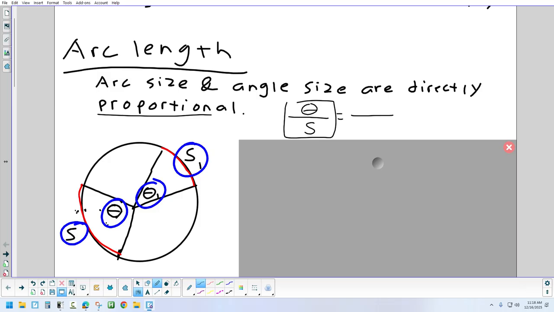Yep. Theta 1 over S1. Right, theta 1 over S1. Now the problem with that proportion is right now there's no numbers in it.